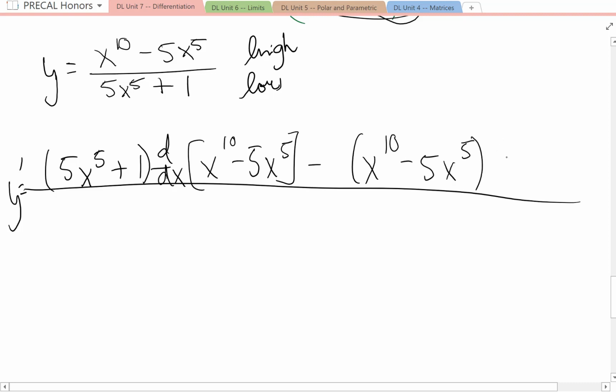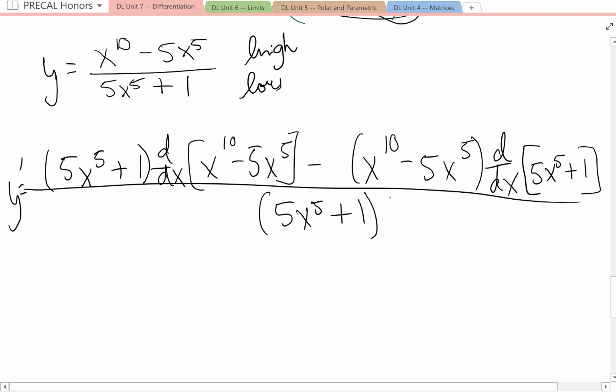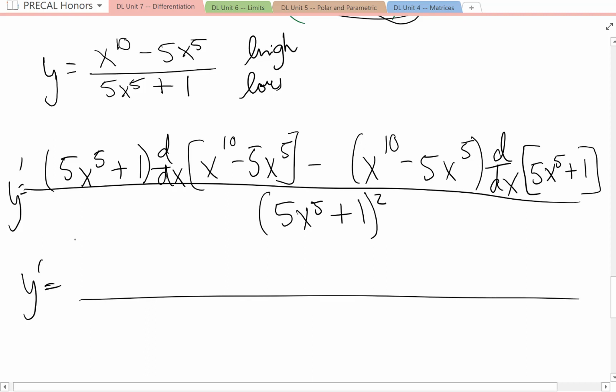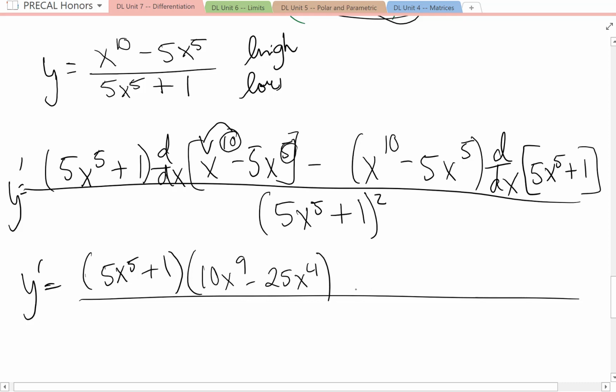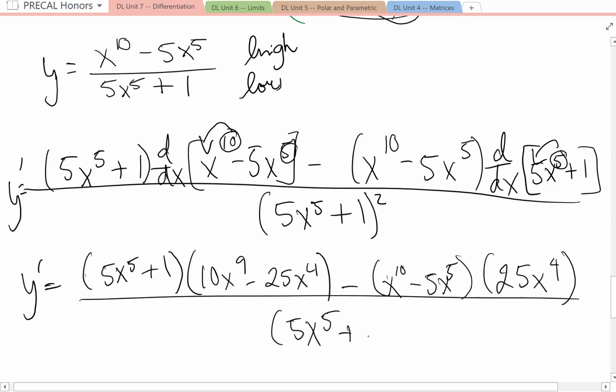Low d high minus high d low over low squared we go. So let's continue to derive. 5x to the fifth plus 1 times the power rule, pop down, power down, 10x to the ninth minus 25x to the fourth, minus this quantity being multiplied by the derivative of 5x to the fifth, which is 25x to the fourth plus 0, over low squared we go.